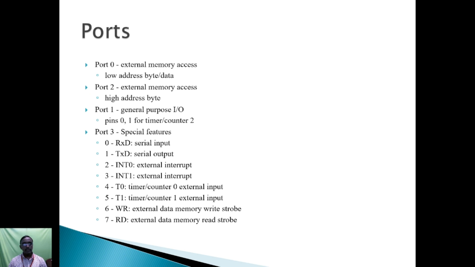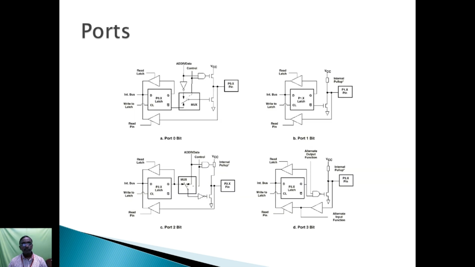Read and write: external data memory read strobe and write strobe. Write is nothing but external data memory write strobe. So these are the ports: port 0, port 1, port 2, port 3. These are general purpose, but the special function is port 3.